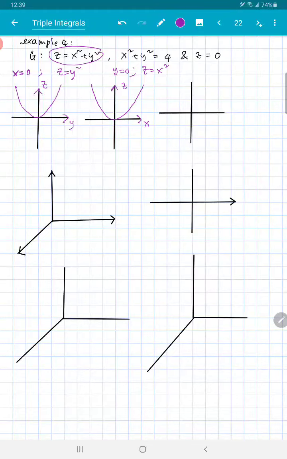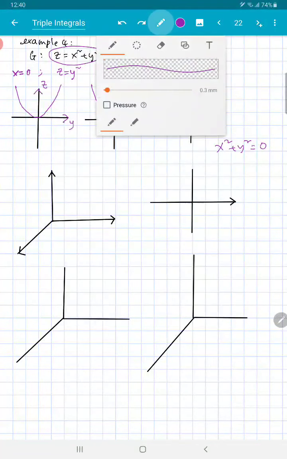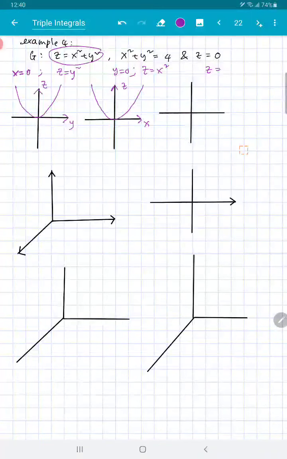Now let's look at the view from above. For the view from above, you let z equals a constant. Well, if you let z equals 0, then you just get x squared plus y squared equals 0, which is just the point at the origin, or a circle of radius 0, so you can't tell much from a point. So it's better to pick another value of z.